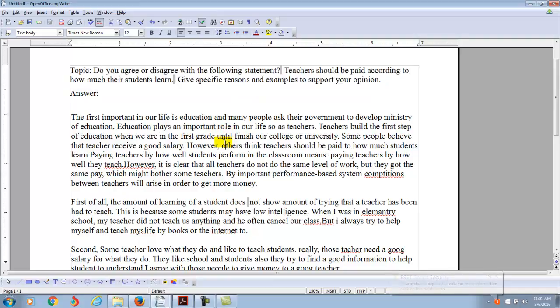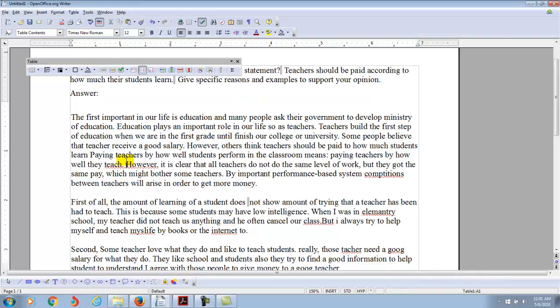Now with yours, the main thing here is when we get to the thesis, you say, however, it is clear that all teachers do not do the same level of work, but you might say here, they get the same pay, which might bother some teachers. By important performance-based system, competitions between teachers will arise in order to get more money. But it's not clear. What is the argument you're trying to make here?